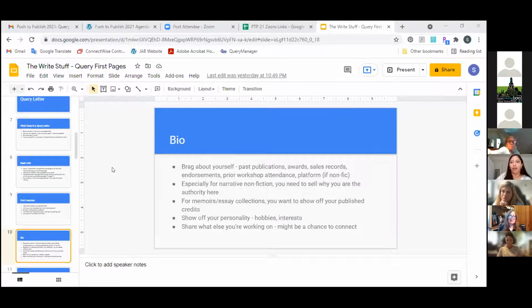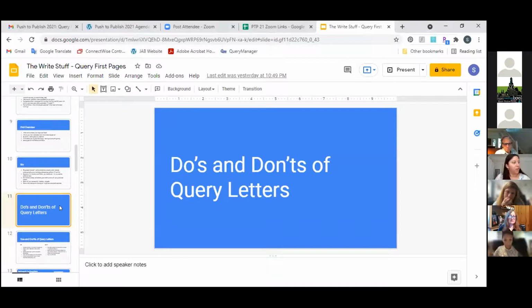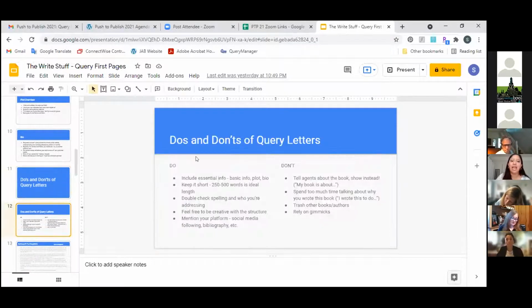So never, always give yourself a little something that might be a chance to connect on something down the line. So now we're crossing into what are the do's and don'ts of query letters. Again, if you've been querying for a while, you may already know some of these things. But do include this essential info, the basic plot info, bio, everything that we just talked about here. I'd mentioned you want to try to keep it 200 to 500 words as an ideal length.